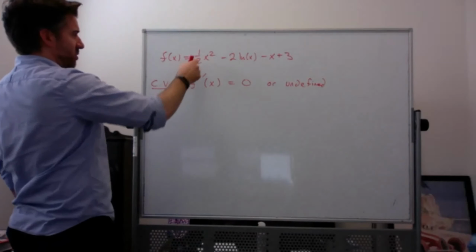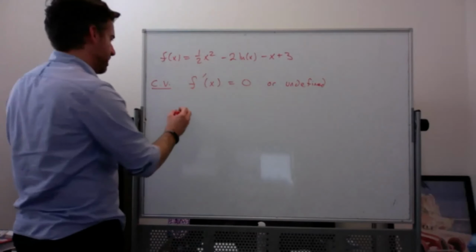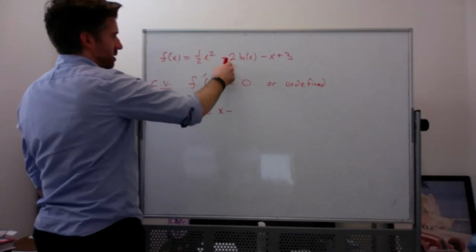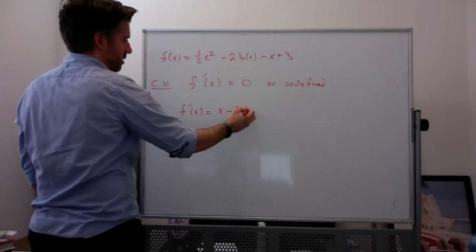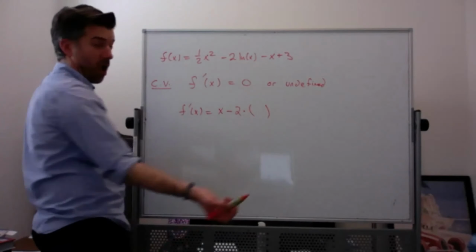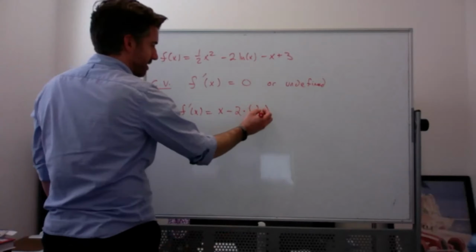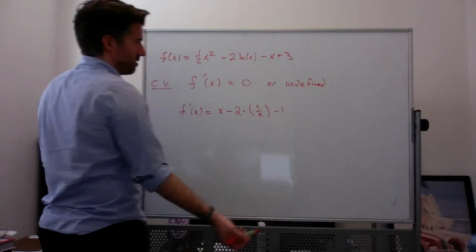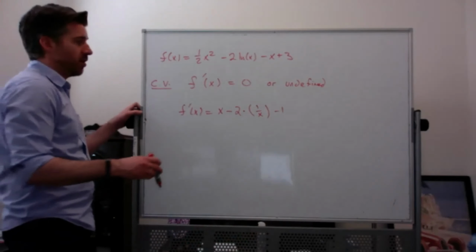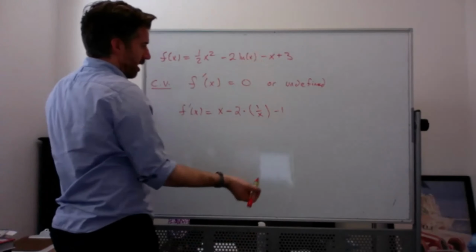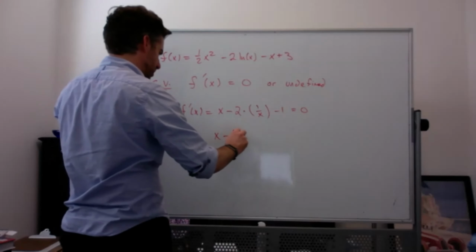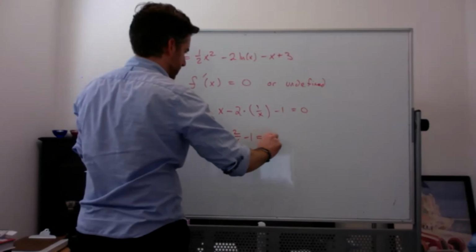Well, your 1/2 x squared is 1/2 times 2x, which is just x. What's the derivative of the natural log of x? 1/x. Thanks. You guys are alive. It's nice to talk to you. I kid. And then the derivative of negative x is -1. And so we're going to set this equal to 0. And I might simplify it a little bit, x minus 2 over x minus 1 equals 0.